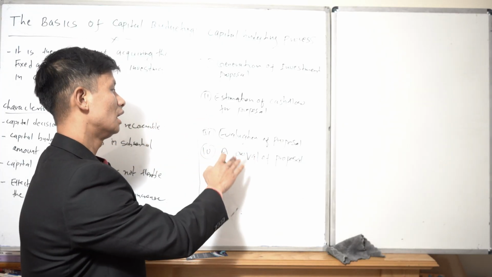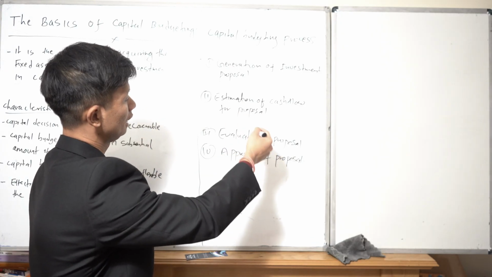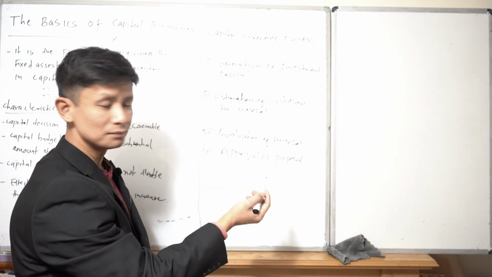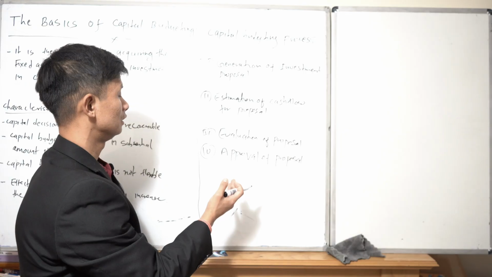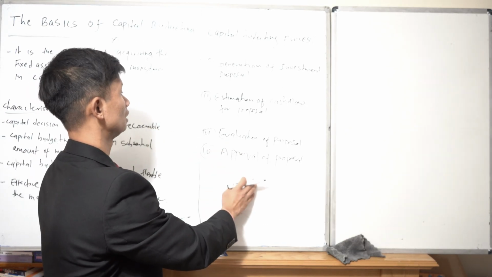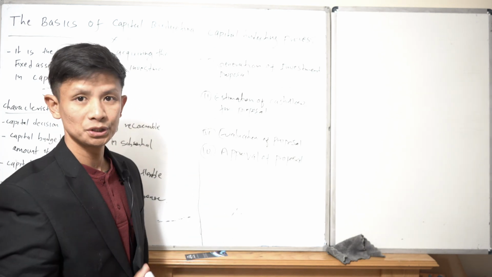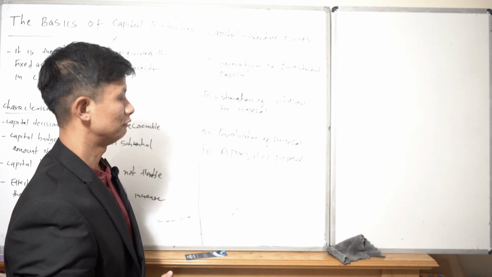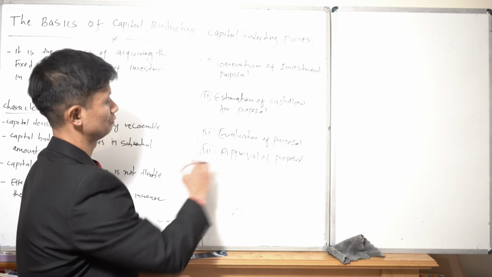The third stage is the evaluation of the proposal. Management, the finance team, or the accounting team will evaluate the proposal. And lastly, the approval of the proposal. The boss of the company, the CEO, or the executive officers of the company will approve the proposal.